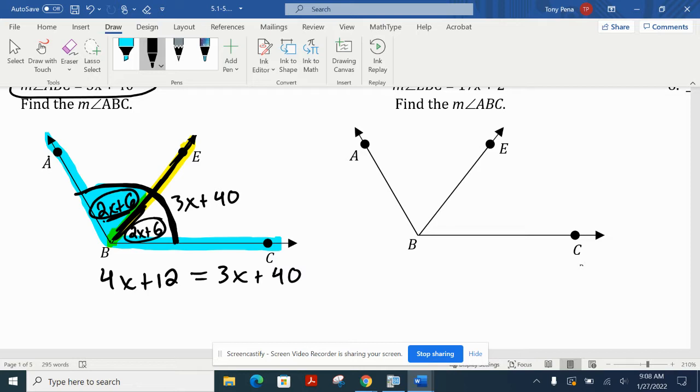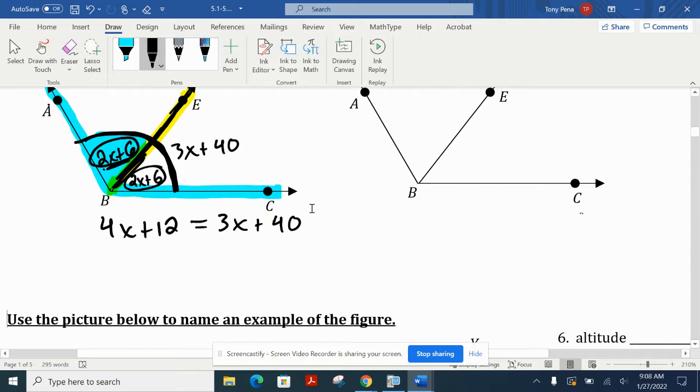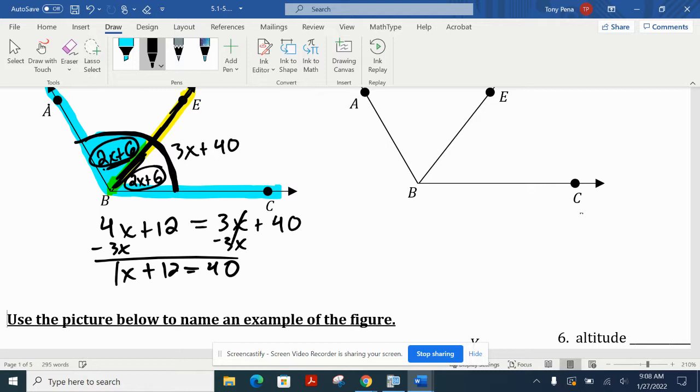All right. So again, when we bisect something, we create two equal, in this case, angles. We've also done it with segments where the segments are equal. So in this case, those angles have to be the same. They're both 2x plus 6. So that creates this 4x plus 12, and then that's your equation. And again, at this point, we've got to be able to get through these, and I think most of us can. So I subtract that 3x over, subtract your 12 over, and then x equals 28.